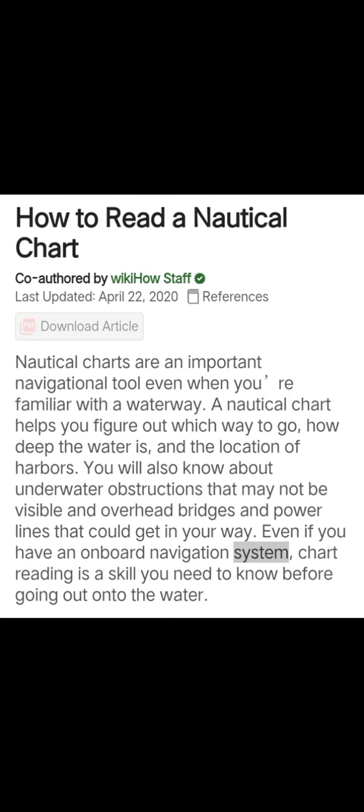Good afternoon, everyone. I'm here to present how to read a nautical chart.